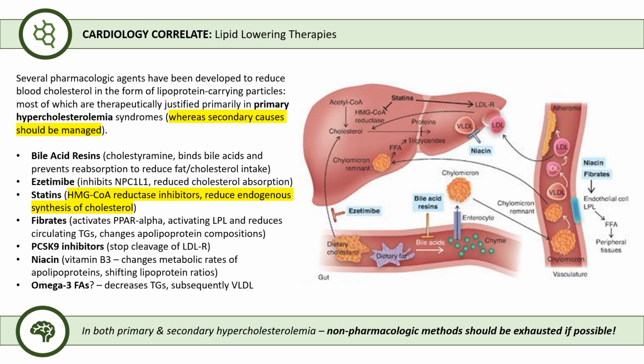Fibrates, now less in favor but still used for hypertriglyceridemia, are agents which probably activate a protein called PPAR alpha, which activates LPL, promoting the reduction in circulating triglycerides from chylomicrons and VLDL.